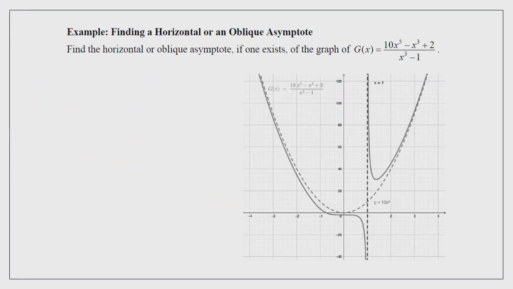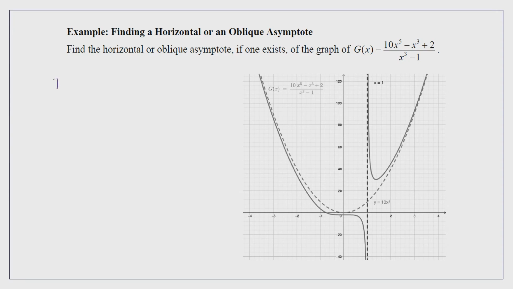All right. We are asked to find the horizontal or oblique asymptote for the graph of this function g of x, where g of x equals 10x to the fifth minus x cubed plus 2 divided by x cubed minus 1. We can see here that we have our graph, and from this graph we can see that there is no horizontal or oblique asymptote, but let's confirm that.